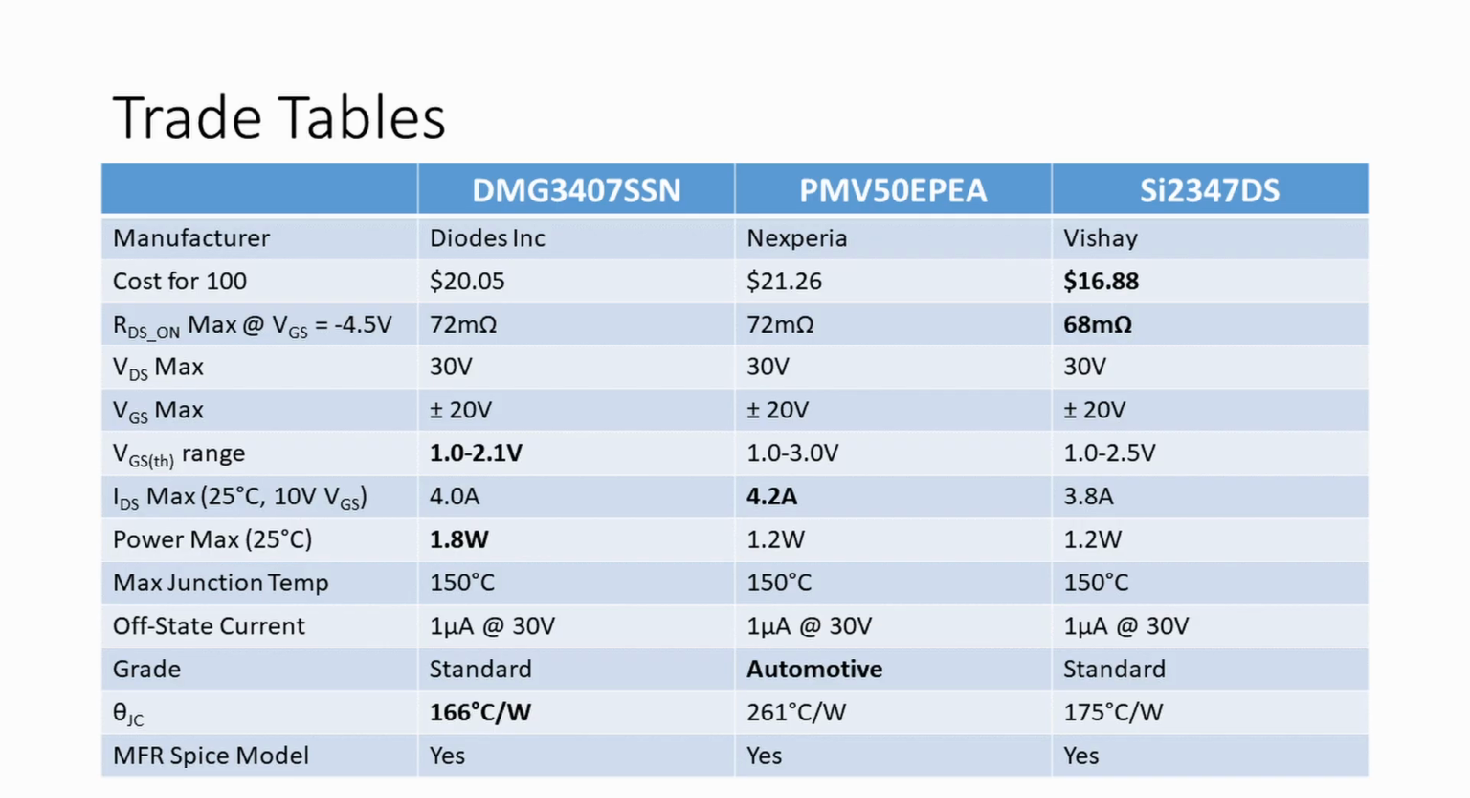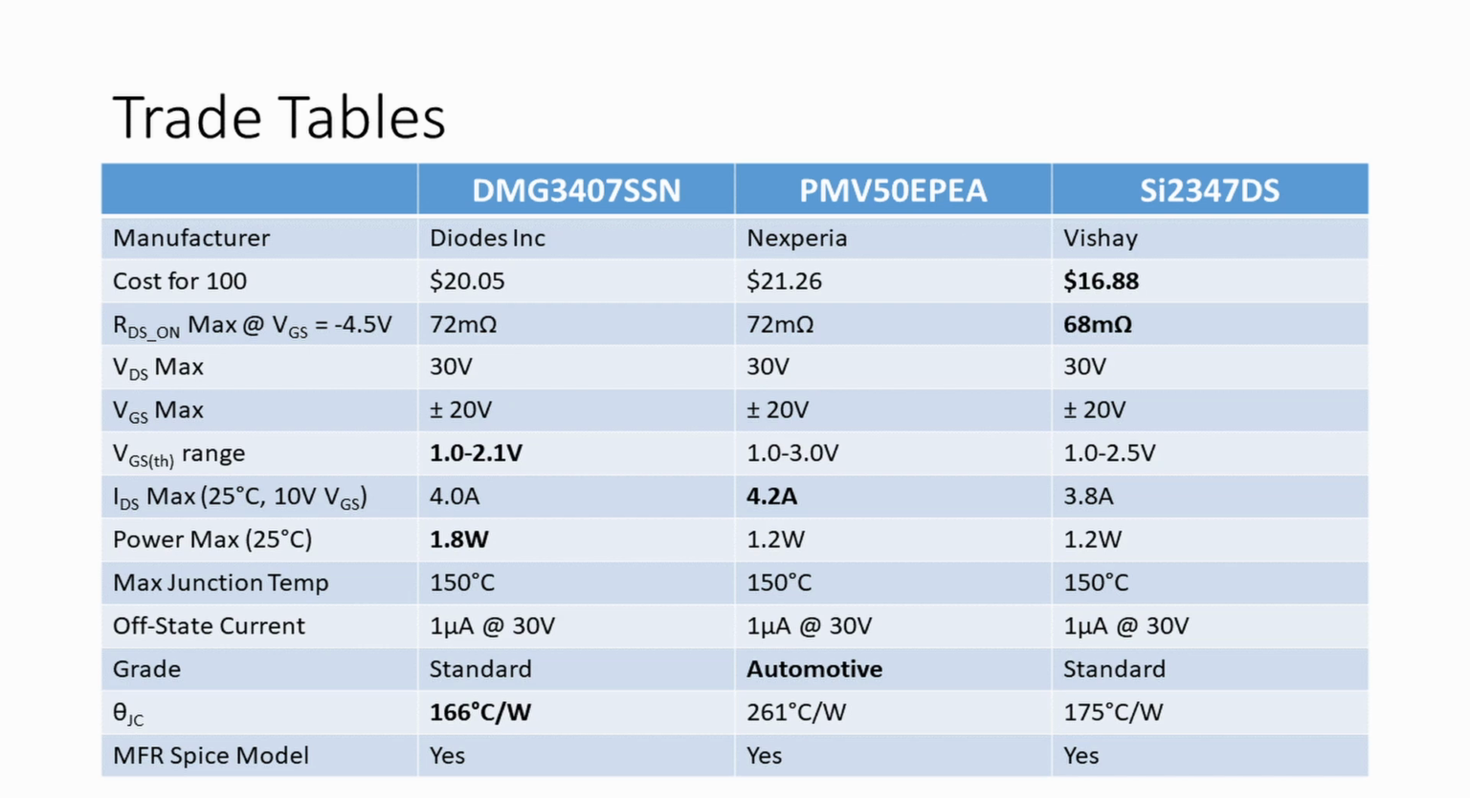There were 3 parts that look good from the Digi-Key filter exercise, and they're listed in the trade table here. The Nexperia part is a good choice if you're looking for an automotive or higher reliability part. It does come in both standard and automotive versions, and that's usually a good sign when a part is available in both. However, the VGS range on it is wide, from 1 to 3 volts.